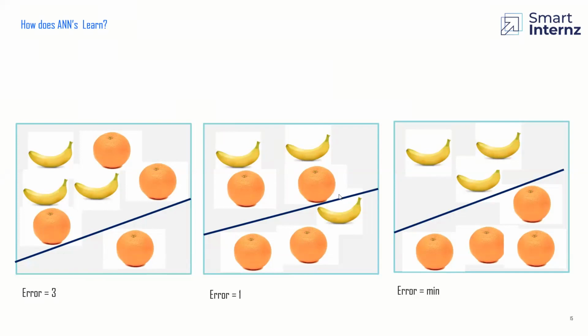In the next iteration, we are able to see 2 oranges with 2 bananas and 2 oranges with 1 banana. So how many errors are there? 2 oranges in the banana place and 1 banana in the orange place. So 2 plus 1, that is 3 again. Here also 3 errors. If this banana is placed here on top of that line, we get an error of 2.